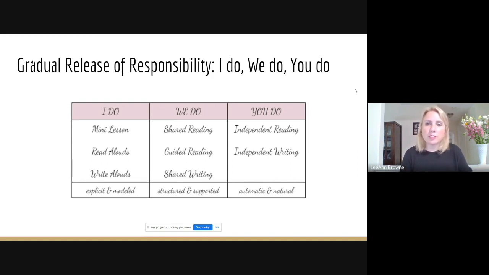The we do is when the teacher is working with students for shared reading or guided reading or shared writing opportunities. So this is structured and supported by the teacher. And then the you do is when the students are working independently, and the end goal being that it becomes a natural thing that they do, and it's automatic. So they generate their own ideas, they're understanding a little bit more, they're making sense of the text, they're able to work a little bit more independently at their level.